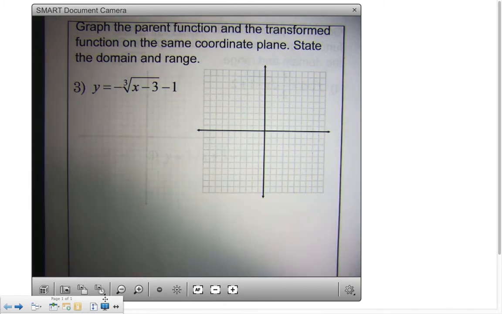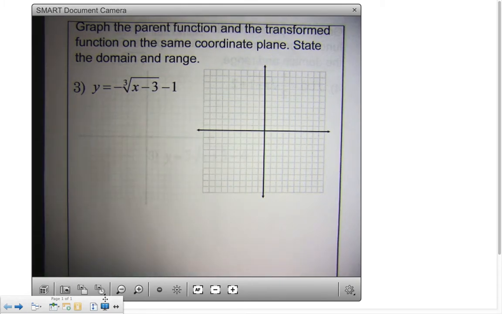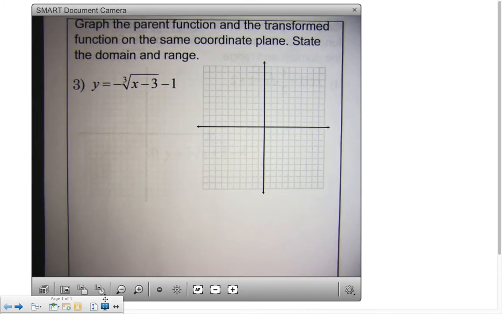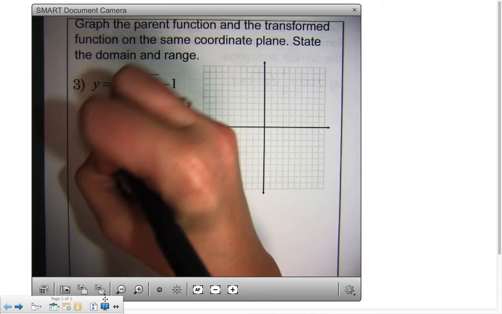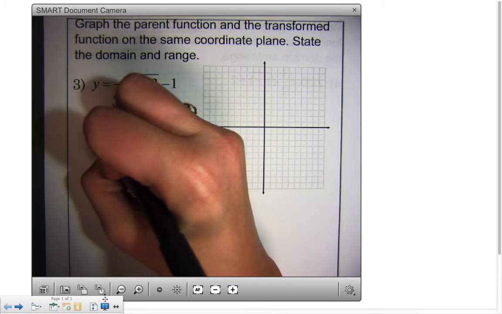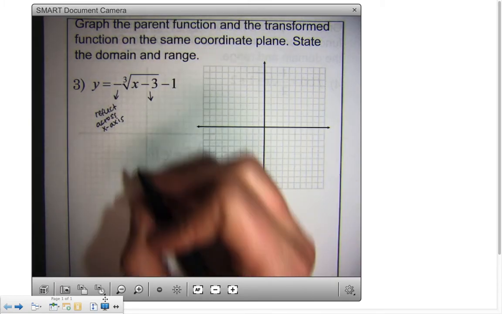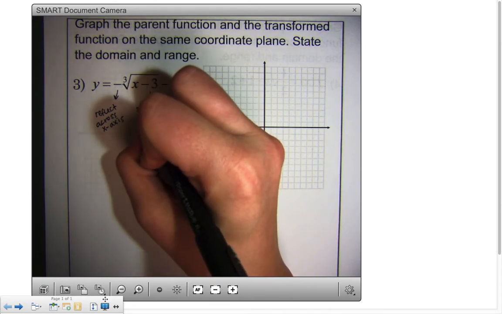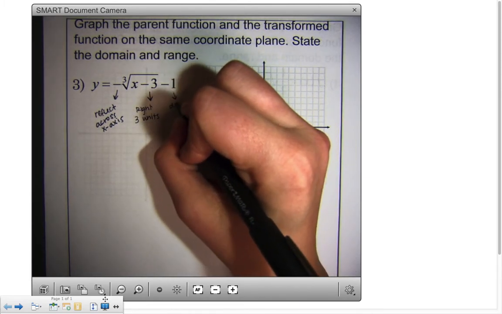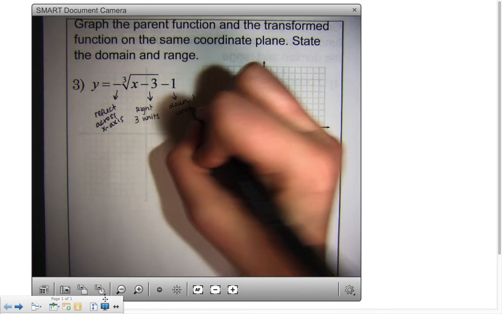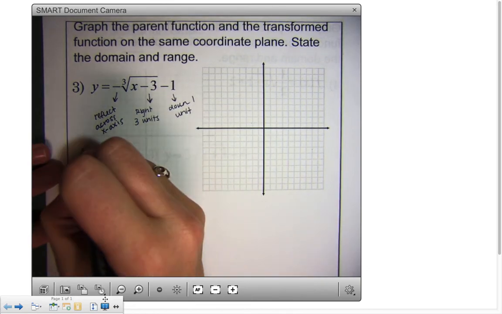All right, let's look at one that has more transformations than just a. So now I'm subtracting 3 in the function and I'm subtracting 1 outside of the function. Same as the last one, that -1 in front is going to reflect your graph across the x-axis. We have a -3 in the function. It's going to do the opposite of what you think. It's going to shift right 3 units. And then a -1 at the end is going to shift you down 1 unit. So always start with the parent function.